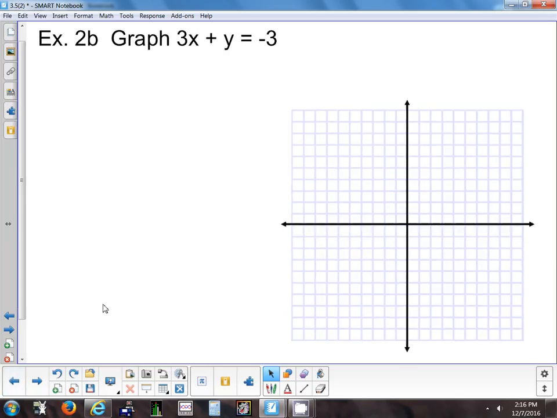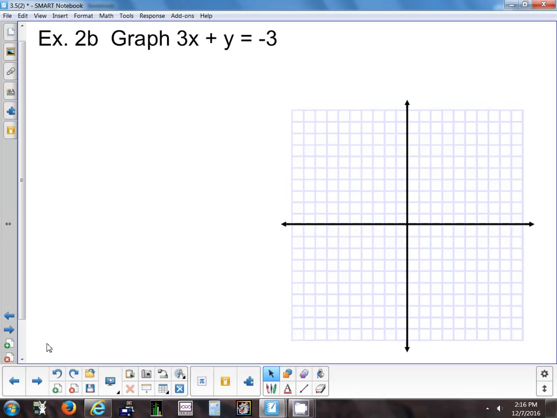First thing I gotta ask myself is what? Someone tell me by raising their hand. Somebody I haven't heard from yet tonight. Shannon, is it in slope-intercept form? No, it's not. What's in the wrong spot? The 3x. The 3x is in the wrong spot. Good, thank you.